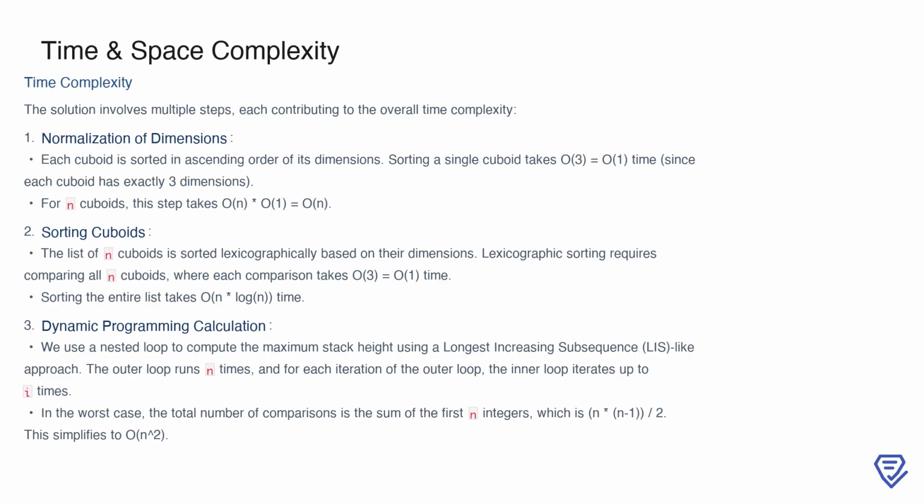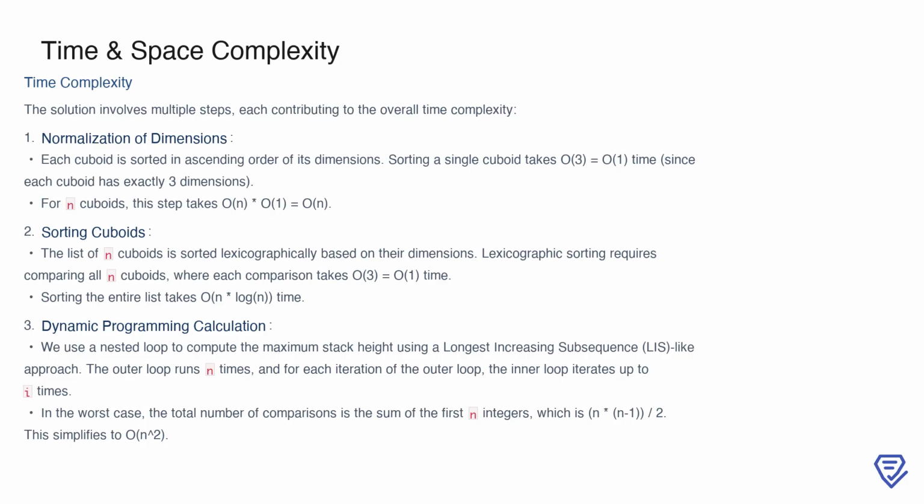Here, each cuboid's dimensions are sorted in ascending order. Since each cuboid has exactly 3 dimensions, sorting one cuboid takes constant time, O(1). For a total of n cuboids, this step requires O(n) time. Next, we sort the list of cuboids lexicographically based on their dimensions. Comparing 2 cuboids during sorting also takes constant time, O(1), because each comparison involves only 3 values. Sorting the entire list of n cuboids, therefore, takes O(n log n) time using an efficient sorting algorithm.